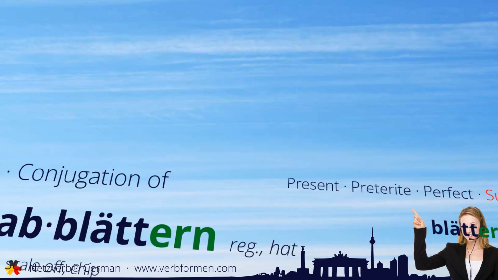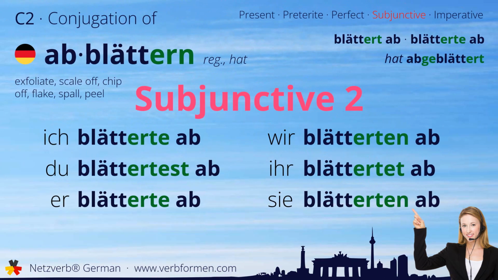Now we move on to the subjunctive two. Ich blätterte ab. Du blättertest ab. Er blätterte ab. Wir blätterten ab. Ihr blättertet ab. Sie blätterten ab.